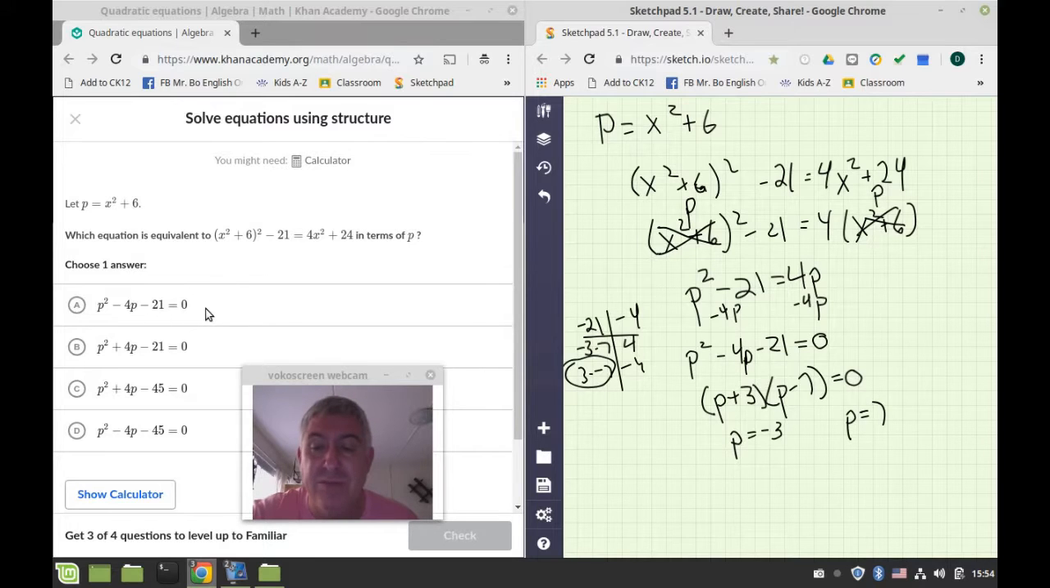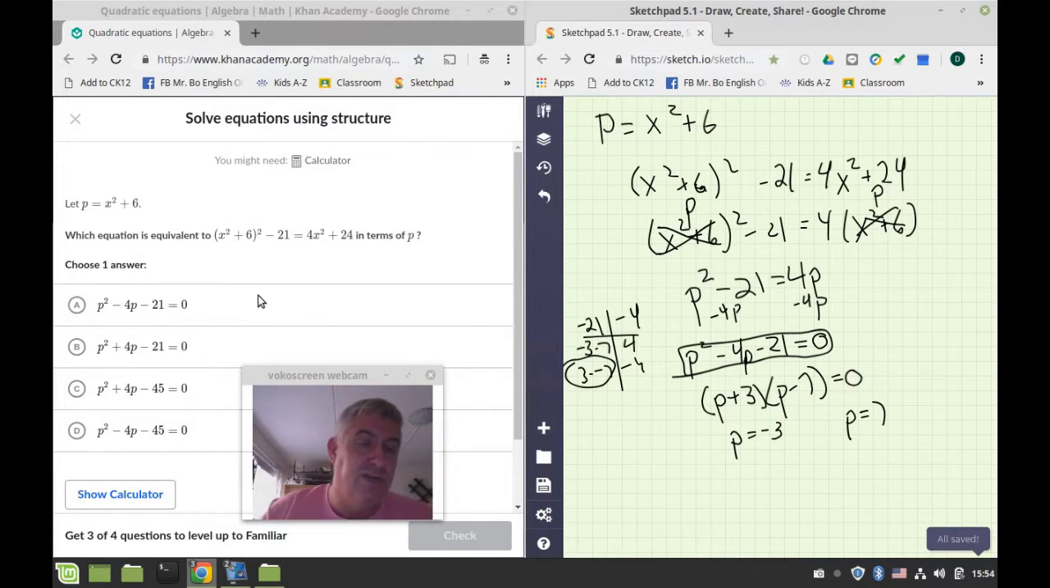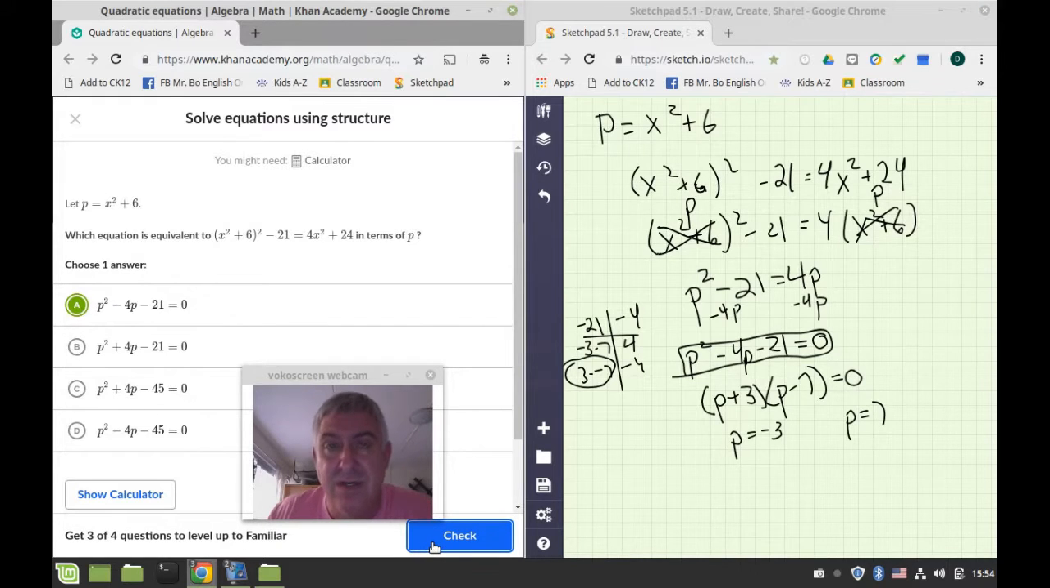So after we substitute, what do we end up with? We end up with this equation here, which is this one, and that's all it's asking for. It's not asking for us to solve.